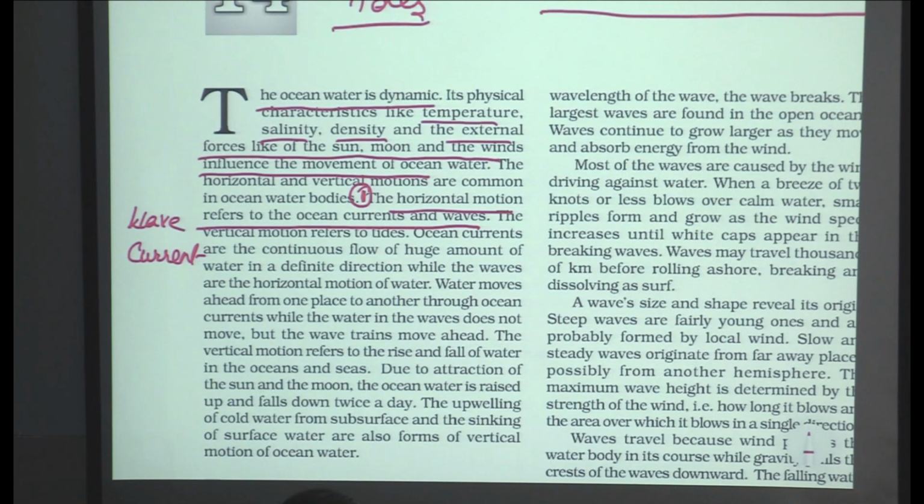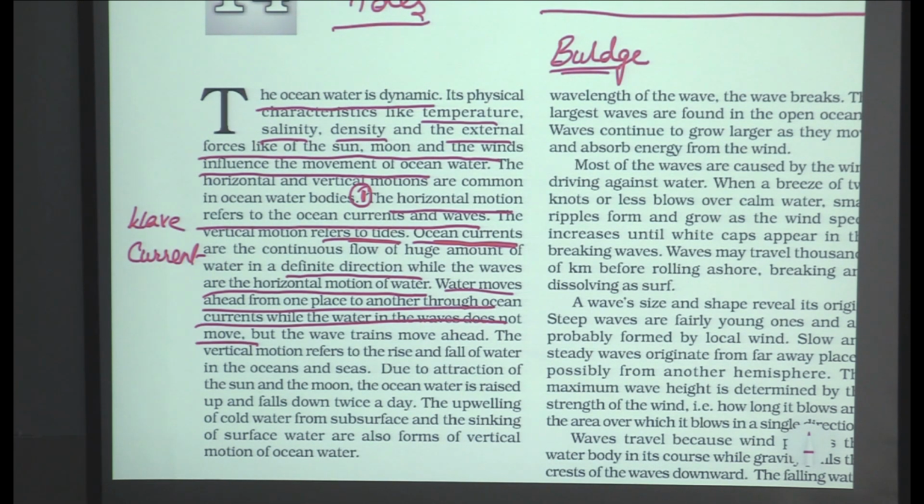The vertical motion refers to tide. So tide is defined to be the bulge that is developed on the water surface due to lunar and solar attraction. So we are actually distinguishing them. And then there is a minor definition that is being given, though it is not complete. Ocean currents are the continuous flow of huge amount of water in a definite direction, while waves are the horizontal motion of water, where water moves at the place.